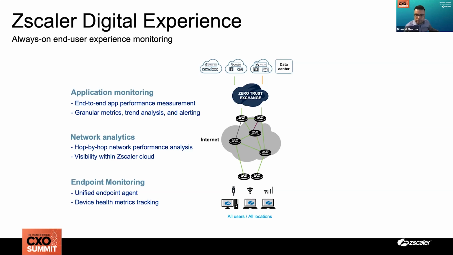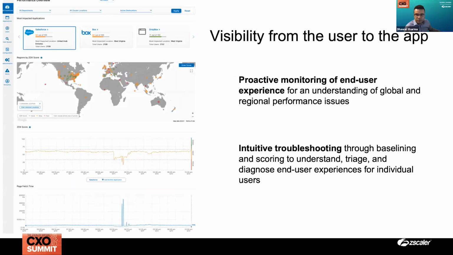And finally, the endpoint. These are the devices that users are using. So if there is an operating system upgrade or a software update that has happened, which has caused a CPU spike, which is now consuming more cycles on your network interface, for example, that could impact the user experience as well. So bringing these 3 views together is really important.